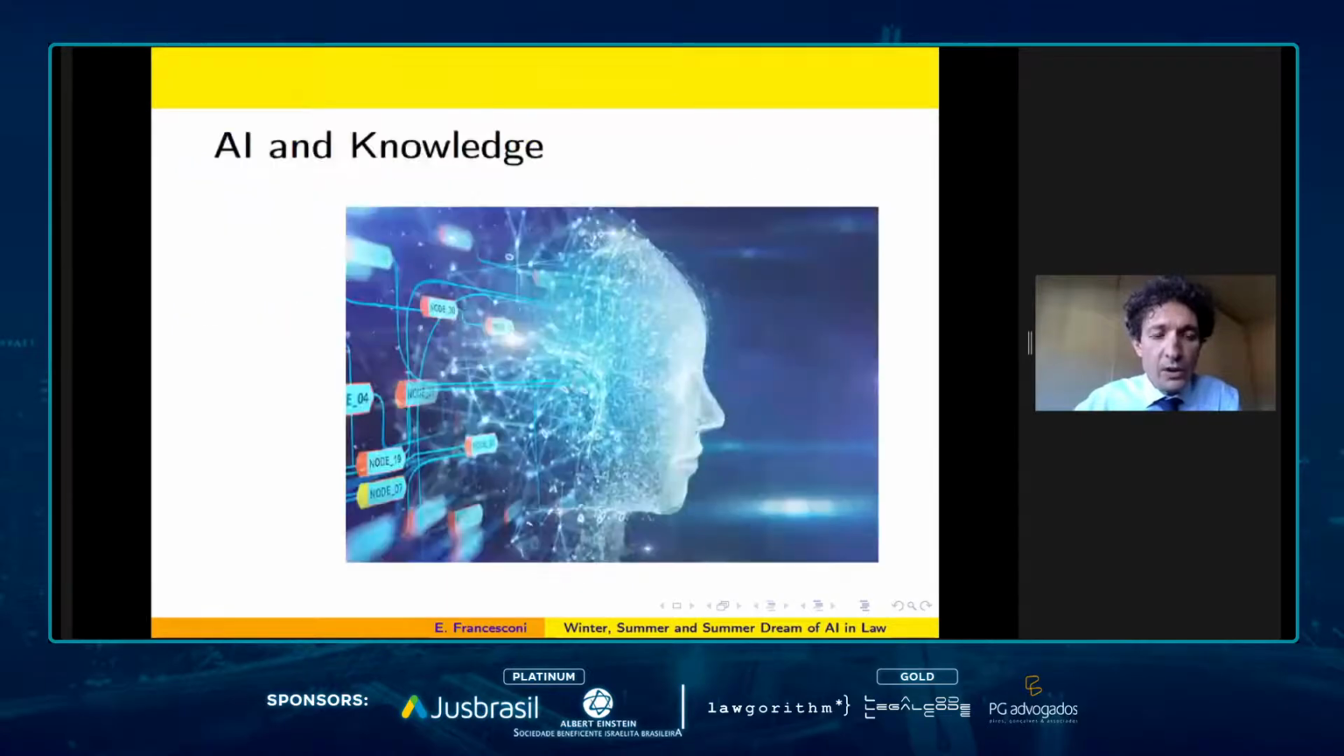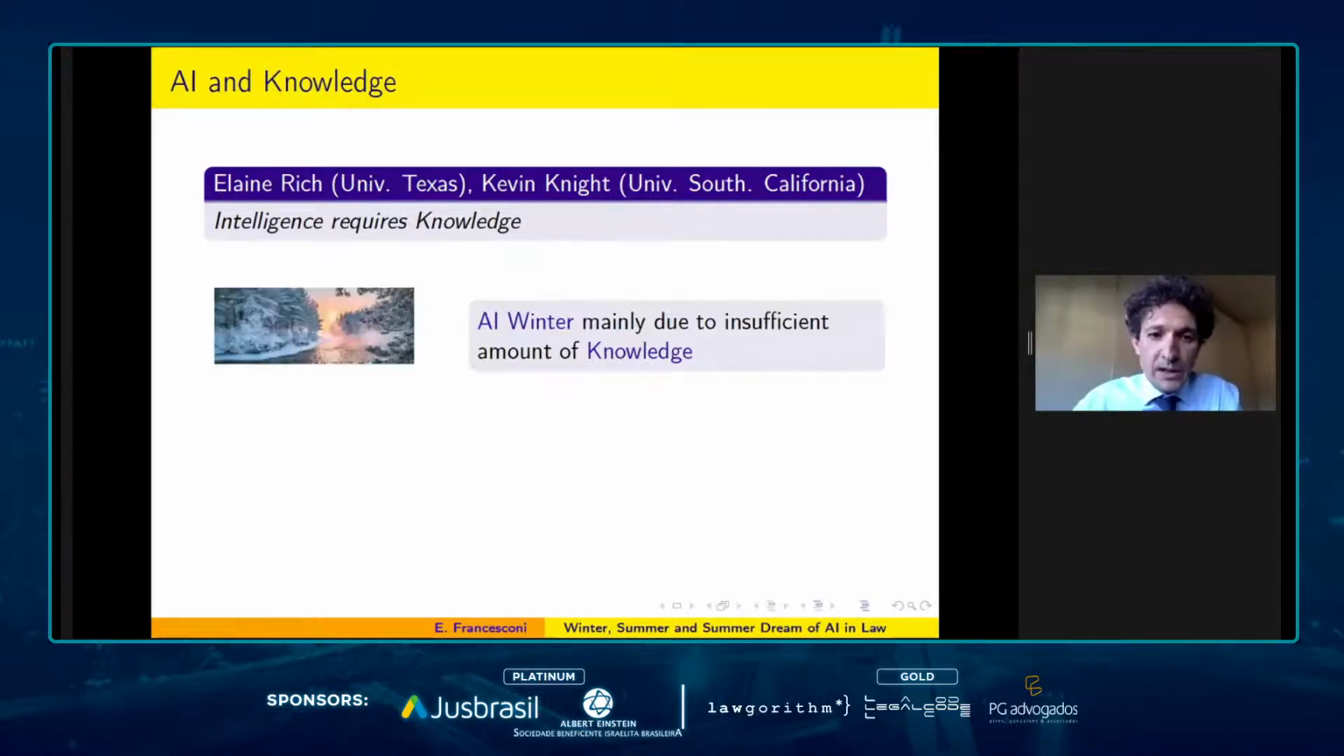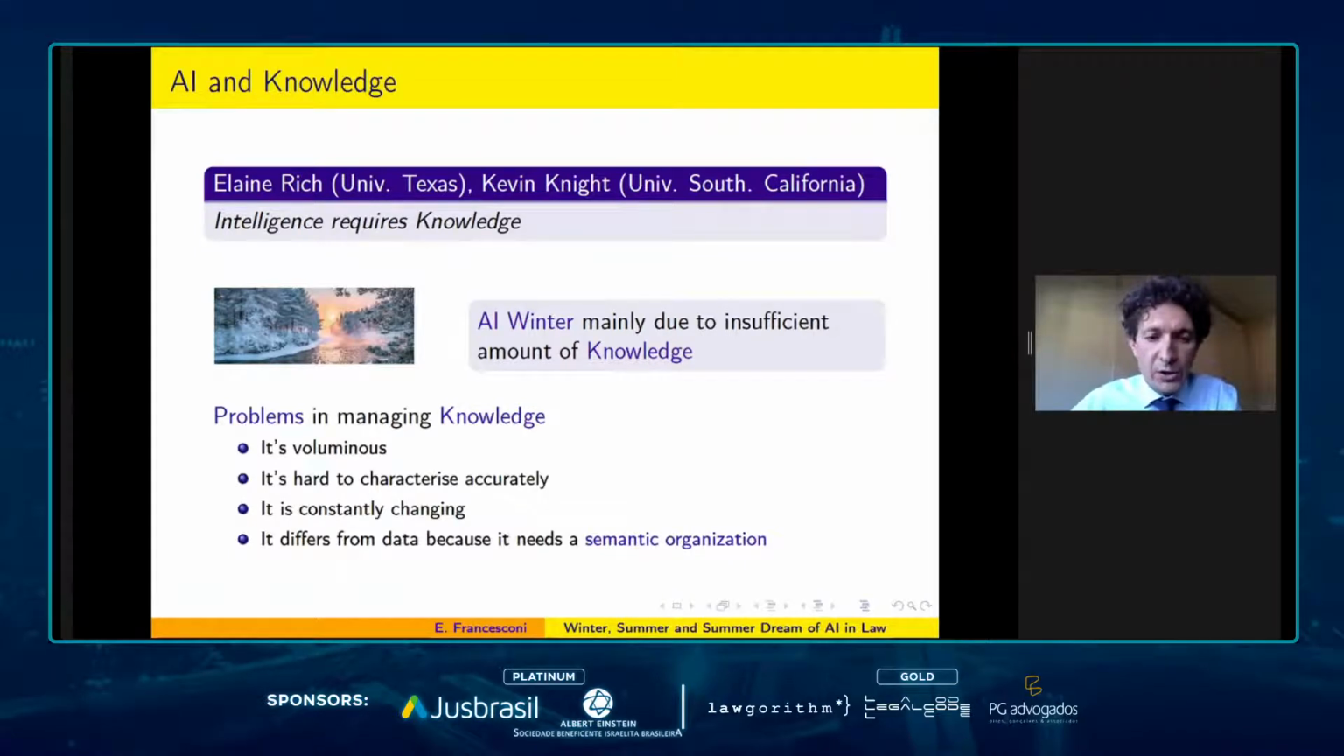From my point of view, this happened because of the strict link that we can establish between AI and knowledge, which is also at the basis of the first period of the AI winter. According to Elaine Rich of the University of Texas and Kevin Knight of the University of Southern California, intelligence requires knowledge. And the AI winter was mainly due to the insufficient amount of knowledge.